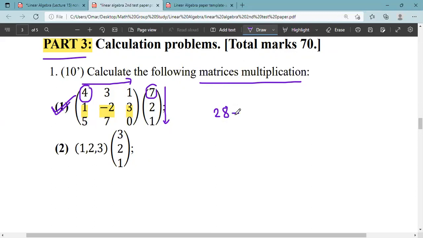And then plus 3 multiplied by 2. So we go from left to right. 3 multiplied by 2 is 6. And then plus 0 multiplied by 1, which is 0. So here we get 35. And then for the second entry, we do the same. So it will be 1 multiplied by 7.